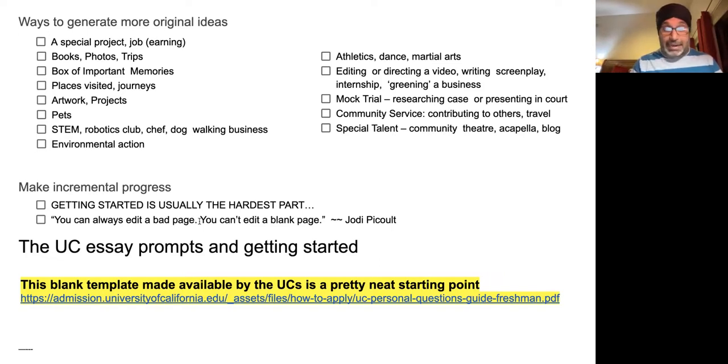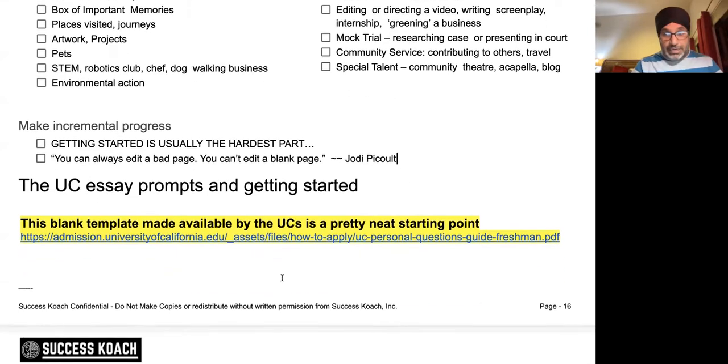You can always edit a bad page. You cannot edit a blank page, right? This is a very interesting quote. The hardest part is just to get started, to map your experiences to the PIQs and put together a draft in a basic format, okay? This is a good way to get started. It's a neat starting point.